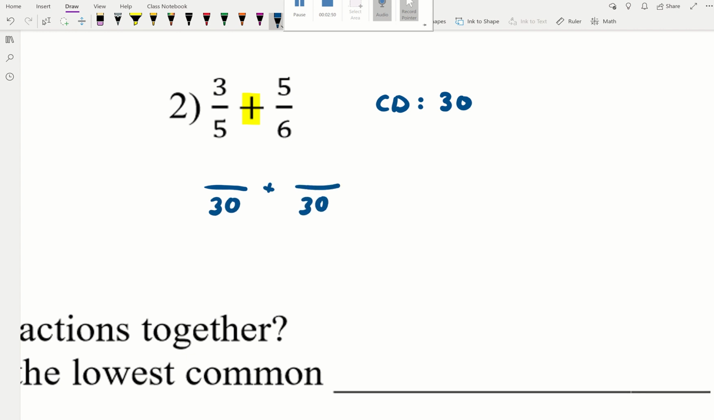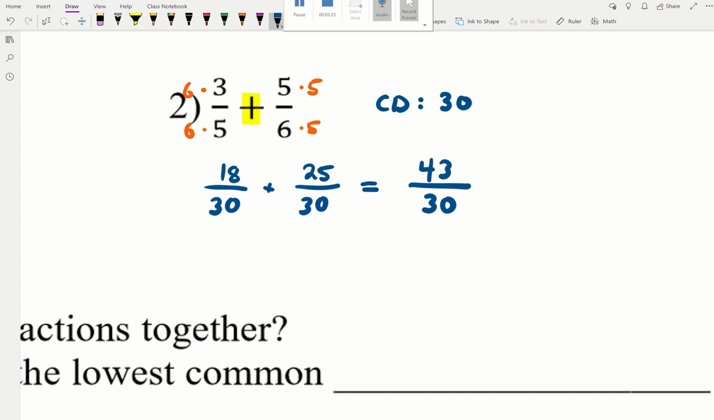So if we're going to add these, we need to get 30 on the bottom of each of these fractions. For the 3/5, we're going to multiply the 5 by 6, which means we multiply the 3 by 6. For the 6, we're going to multiply it by 5, which means we multiply the top by 5. 6 times 3 is 18. 5 times 5 is 25. Now that we have a common denominator, we can add the numerators. So 18 plus 25 becomes 43.